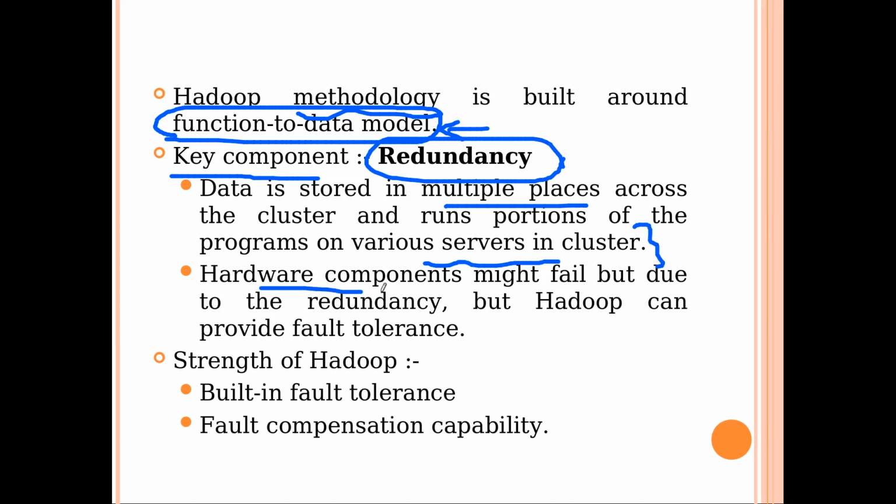Sometimes the hardware may fail, one of the nodes may fail, but due to the redundancy feature, it will have fault tolerance capability. That means if one node fails, the system will continue its functionality by assigning the task to some other nodes. The strength of Hadoop includes built-in fault tolerance, and it also has fault compensation capability.